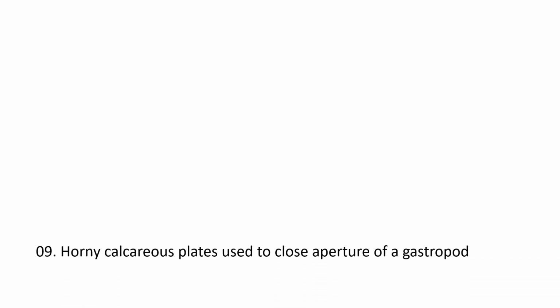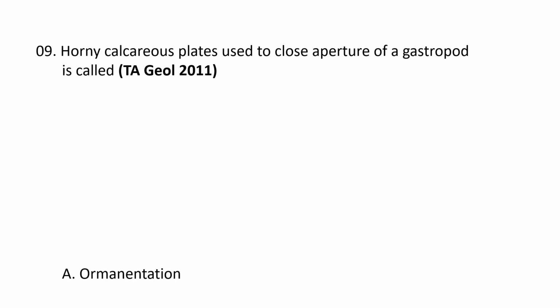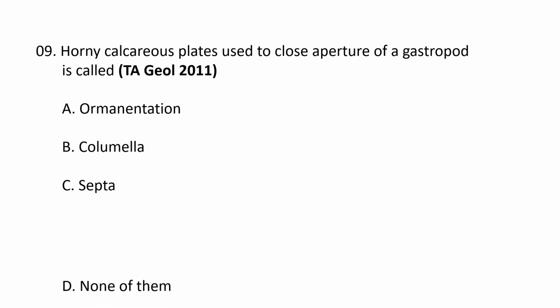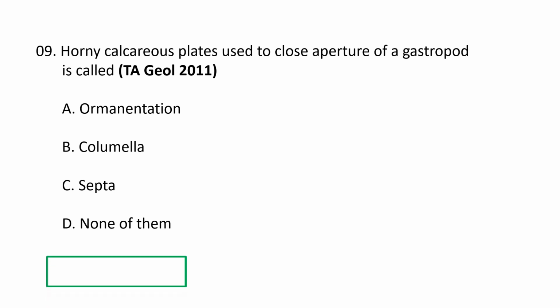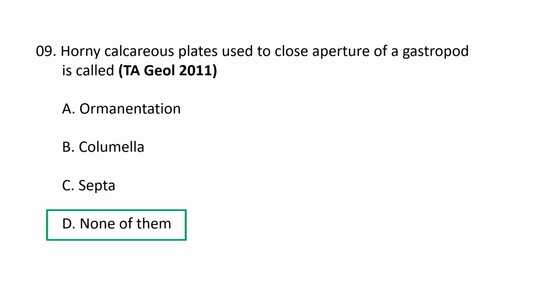Next question. Ornate calcareous plate used to close the aperture of a gastropod is called A. Ornamentation, B. Columella, C. Septa, and D. None of them. So the correct answer is not any of A, B, C like ornamentation, columella, septa. It is actually known as the operculum. The horny or calcareous plate that closes the aperture of a gastropod is called an operculum. The operculum is a lid-like structure that protects the snail from predators and prevents moisture loss. As it is not given in the options, that's why it is none of them. D is the correct option.